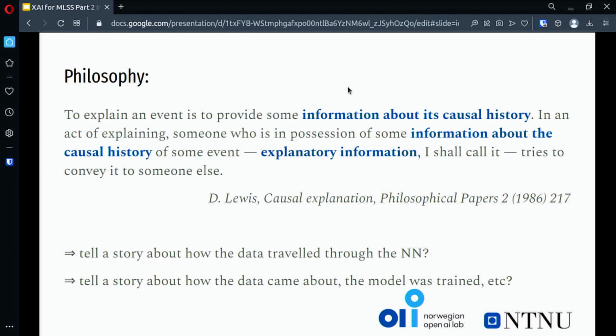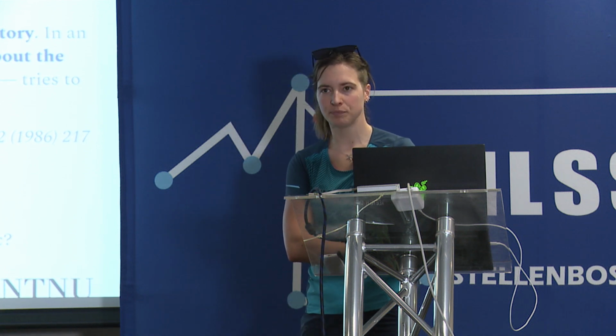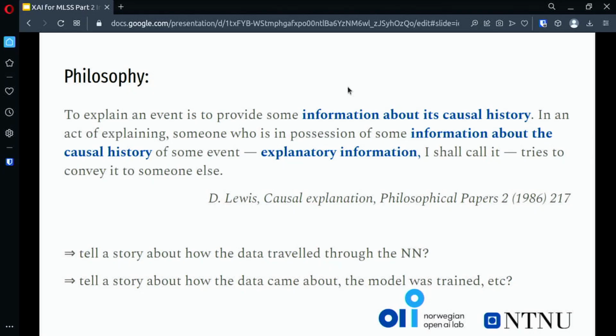If I wanted to make that whole story, then I would have to tell somebody about how the data came about and how it traveled through the neural network. Here, it was multiplied by this, and then it was multiplied by that. Or perhaps I would even have to tell a story about how the data came about, how the model was trained and everything. And unfortunately, I don't think that people would be interested in that. I could tell the longest causal story in the universe about my machine learning model, but I don't think that most people would care. So I think that there's definitely stuff to be had, as always, from philosophy.